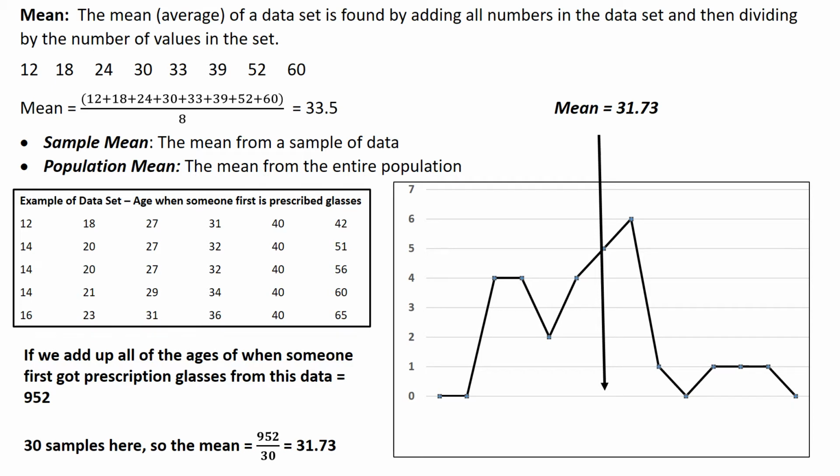Now, as I talked about last week, we also have a set of data here, 30 individuals, and how old they were the first time they got prescribed glasses. Lowest being 12, highest being 65, and I've sorted from lowest to highest. If I add all these numbers up, the 12 plus 14 plus 14 plus 14, all the way to 65, I get 952. 952 divided by 30, because there's 30 samples here, is 31.73. So the mean or the average of the ages for this group of 30 individuals is 31.73. And I put it on this graph here to see roughly where it falls.